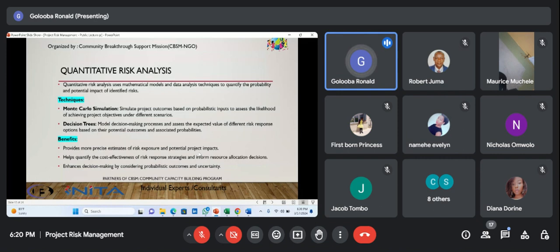So we also have quantitative risk analysis tools, which use mathematical models and data analysis techniques to quantify the probability and potential impact of the identified risks. And with this, we have techniques like Monte Carlo simulation, which simulates project outcomes based on probabilistic inputs to assess the likelihood of achieving project objectives under different scenarios. And these scenarios, we really talked about them when we were talking about the PERT method. There are those that are pessimistic, those that are likely, and those that are optimistic.